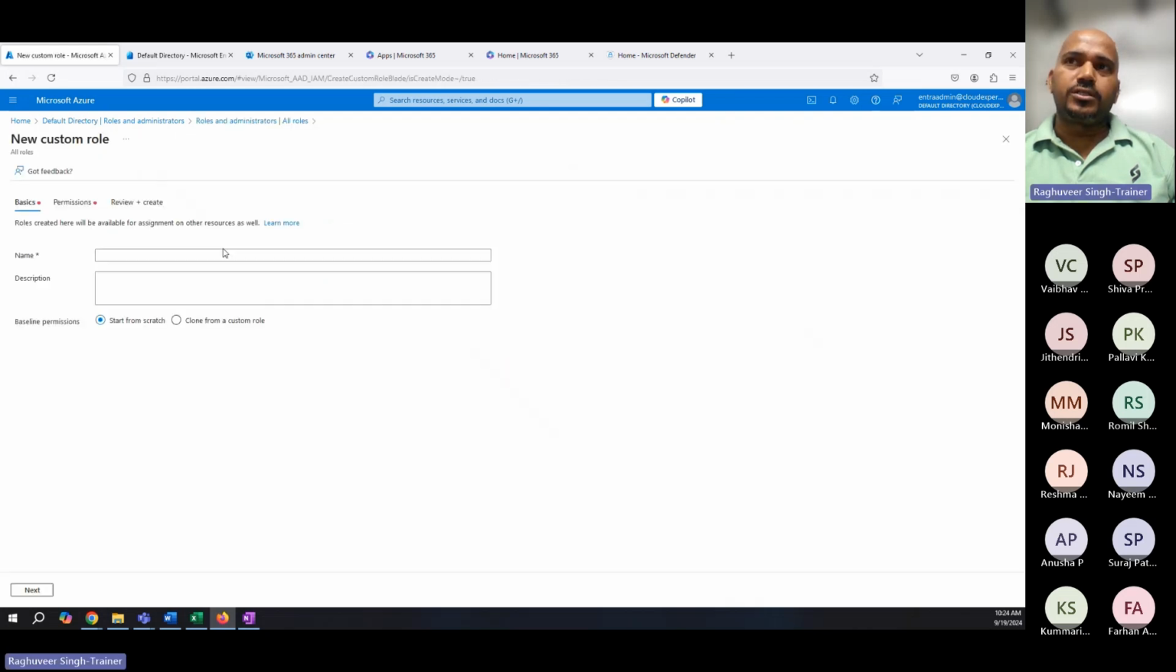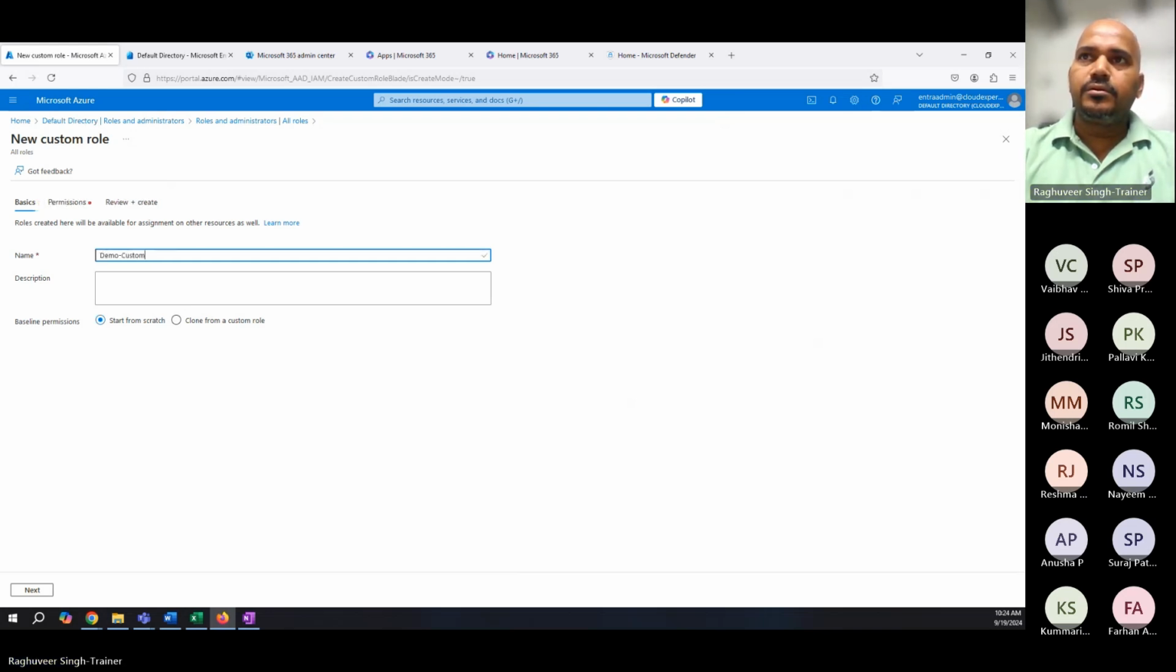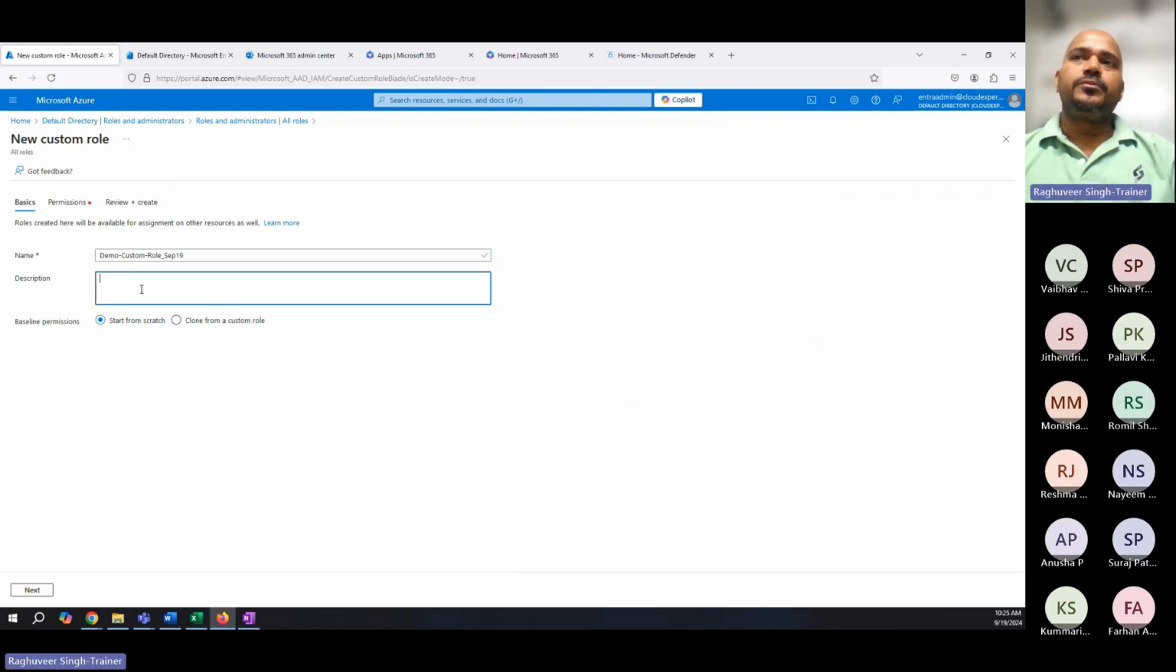I will click on new custom role. I can provide it a name like demo custom role. Description if I want to. If I already have a custom role created, I can clone that role. It will basically show the capabilities which are there in the role. Otherwise, I can start from scratch. Since I don't have a custom role created in the past, I will start from scratch. So I click on next.